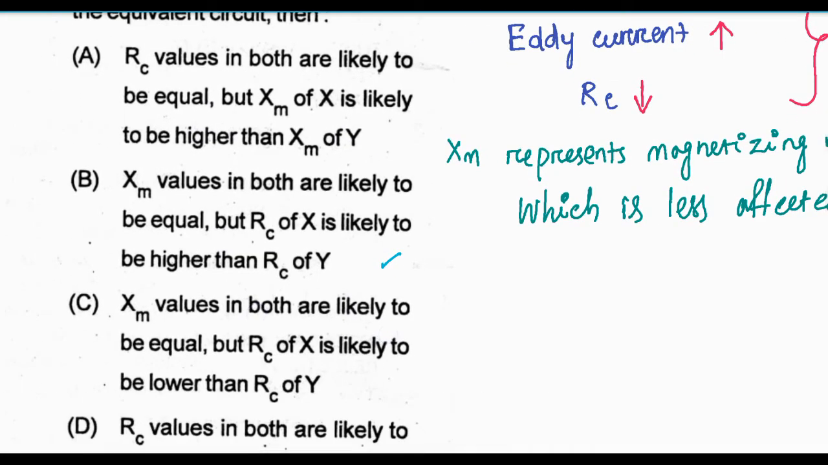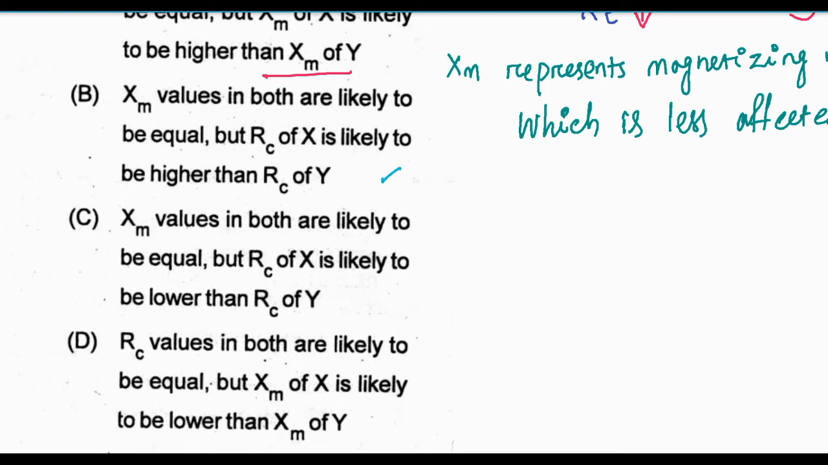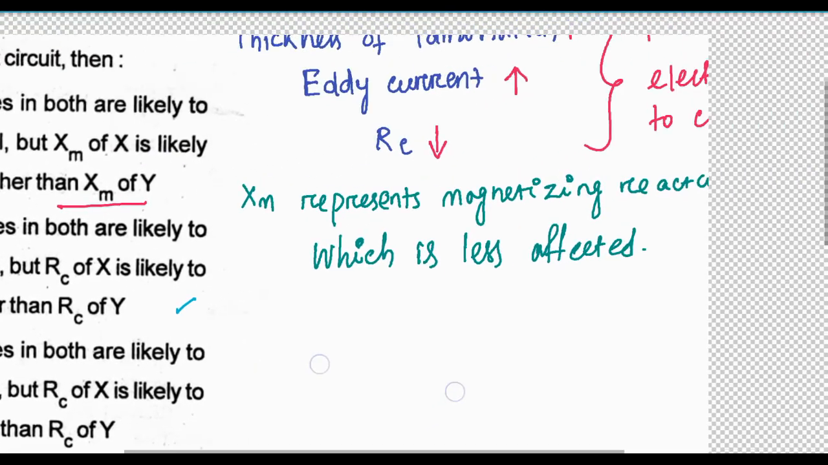I am reading fast. Option A, RC values in both are likely to be equal, but XM of X is likely to be higher than XM of Y. Option B, XM values in both are likely to be equal, but RC of X is likely to be higher than RC of Y. Option C, XM values in both are likely to be equal, but RC of X is likely to be lower than RC of Y. Option D, RC values in both are likely to be equal, but XM of X is likely to be lower than XM of Y. So here are the options. You will analyze this one.